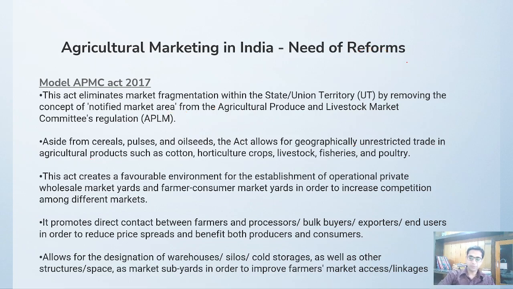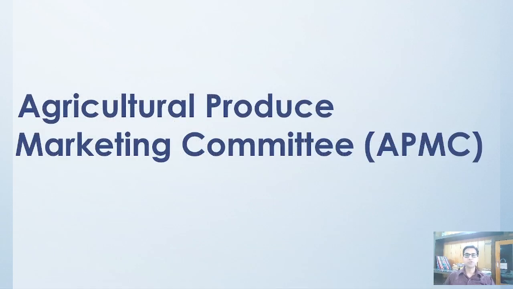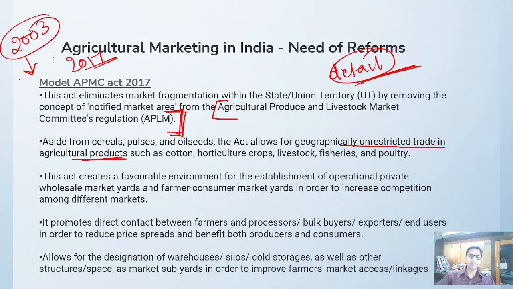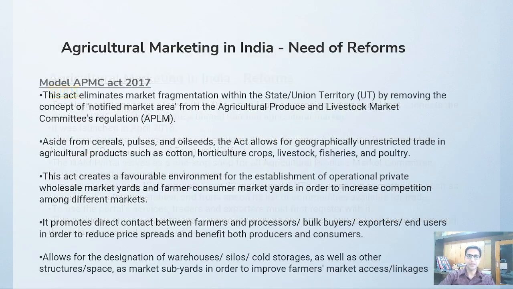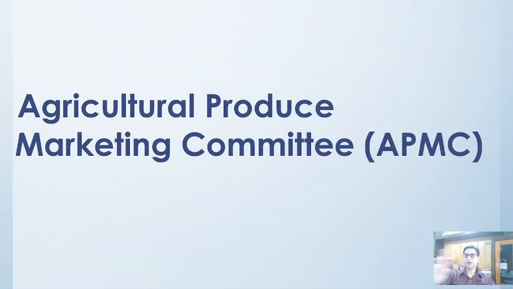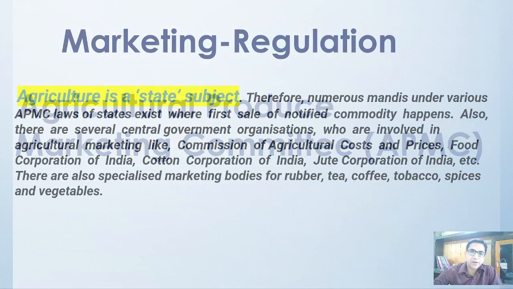So let's come to the topic of agriculture produce and marketing committee. I have kept this slide here just to make you aware of what the government has done in the marketing areas. Now I will provide the detailed explanation. APMC stands for Agriculture Produce Marketing Committee. These rules and laws came into being just to regulate agriculture marketing and agriculture produce in our country.